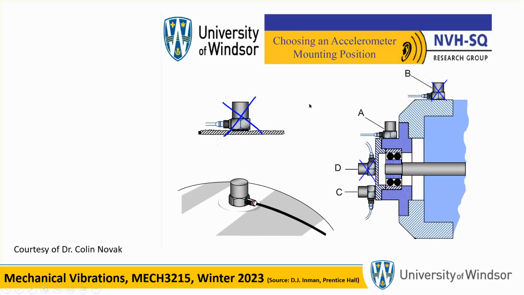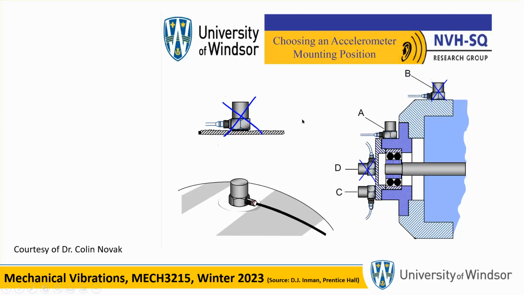Now, one thing for sure, I'm not an experimentalist, but one thing that we all have to be aware of is that the accelerometers must be mounted on bearings. Do not put it directly on the shaft, on the casing of the machine that you're trying to measure. It is mainly to be mounted on bearings or the foundation.